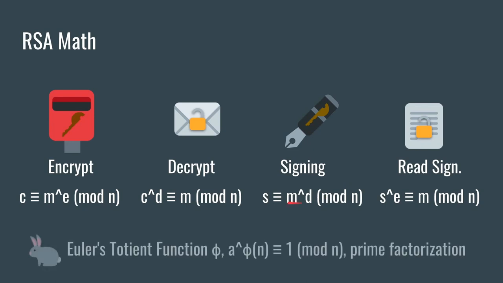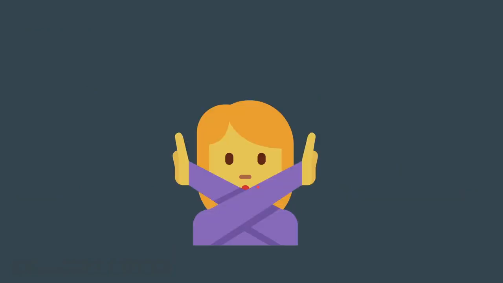That said, there's a lot of more intense math that goes into how you pick good values for your public and private keys. If you want to go down that rabbit hole a little bit, you can look into Euler's totient function, which uses this symbol here, as well as some interesting math around large prime numbers and prime factorizations. So feel free to look at that on your own.